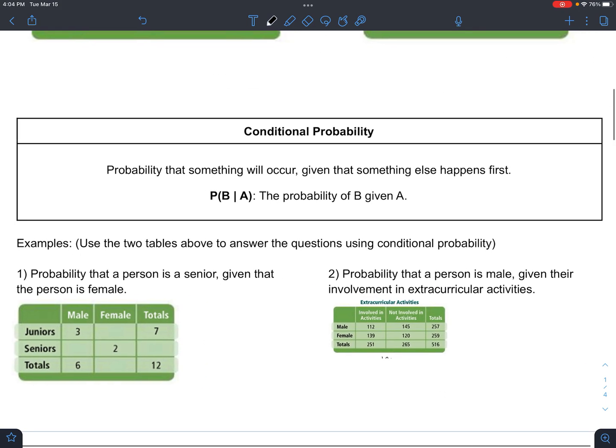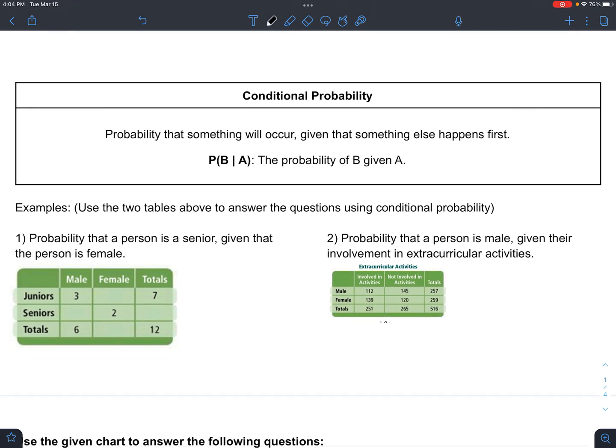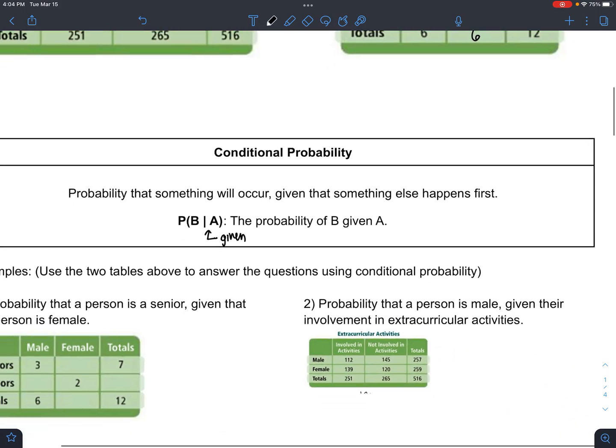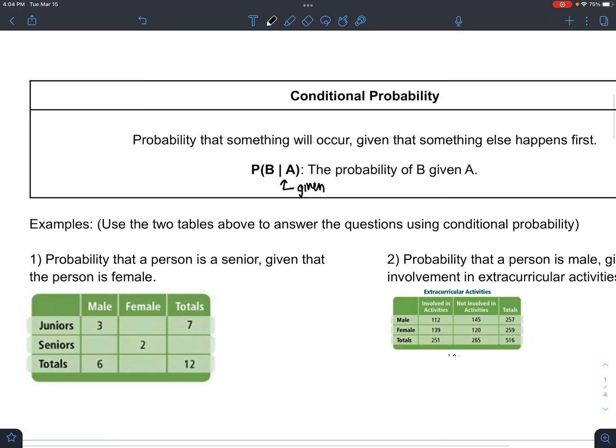Now, conditional probability is a little bit different. It's a little more precise. It's the probability that something will occur given that something else already happened. This little line here means we can read that as given. The probability of B given A. So how does that look for our tables?